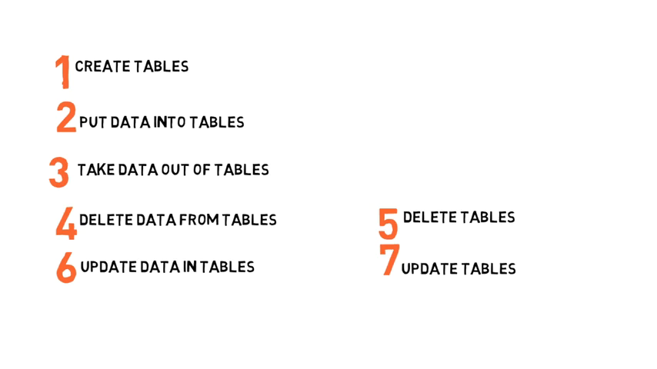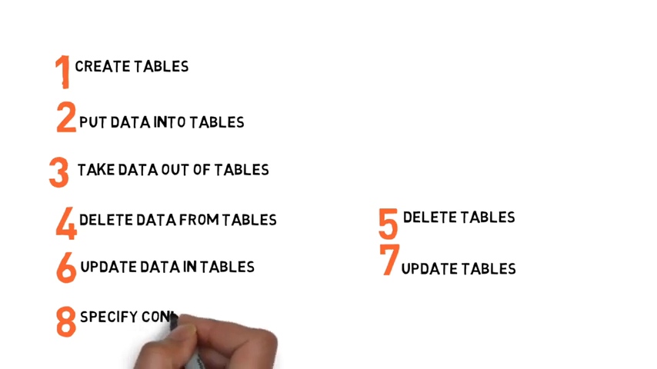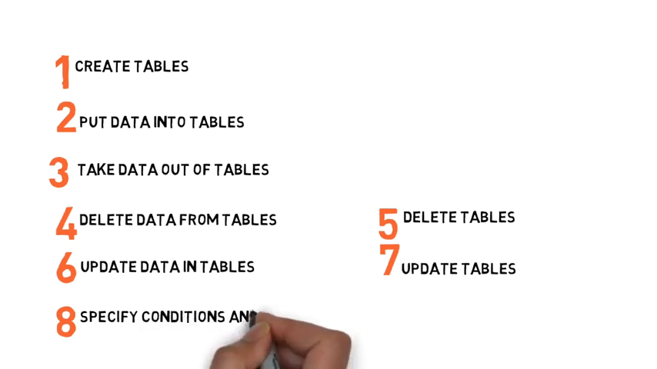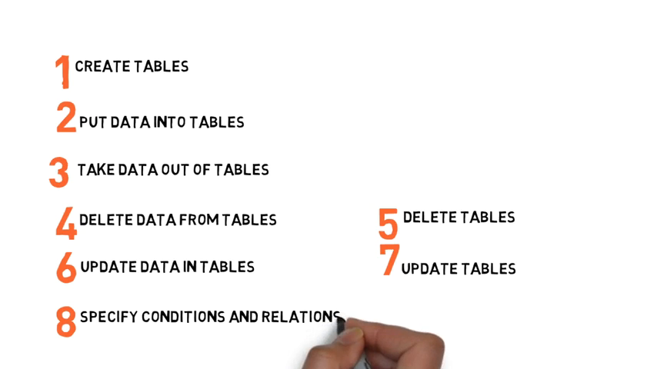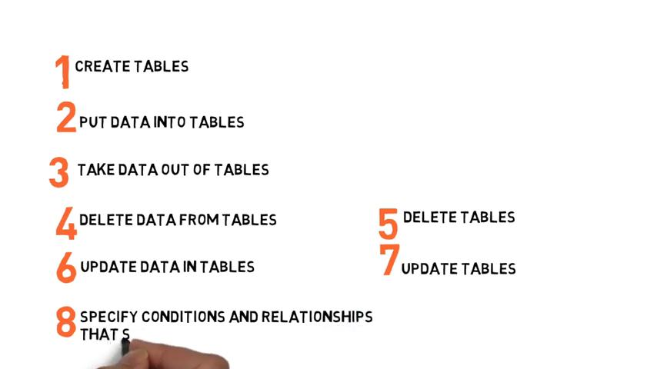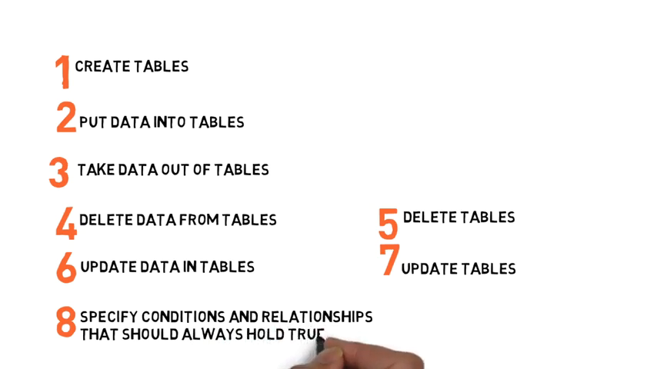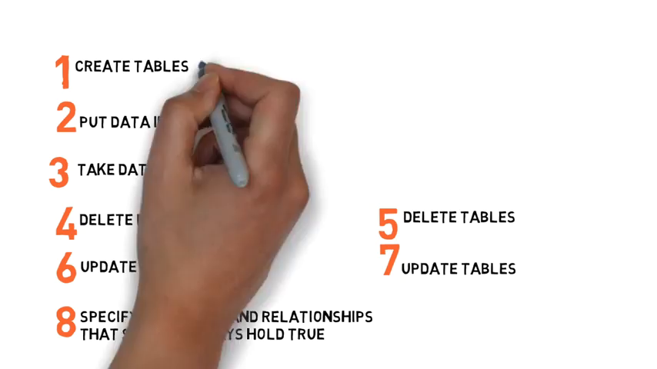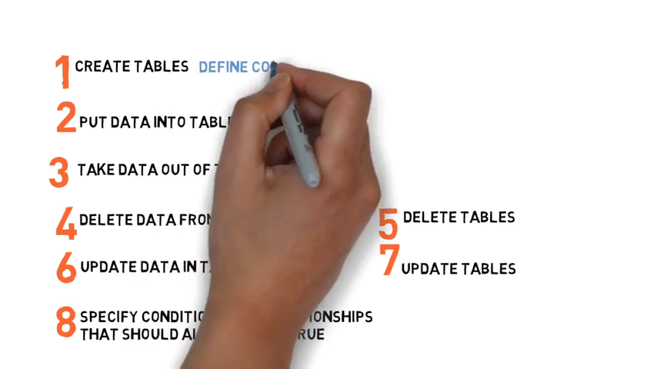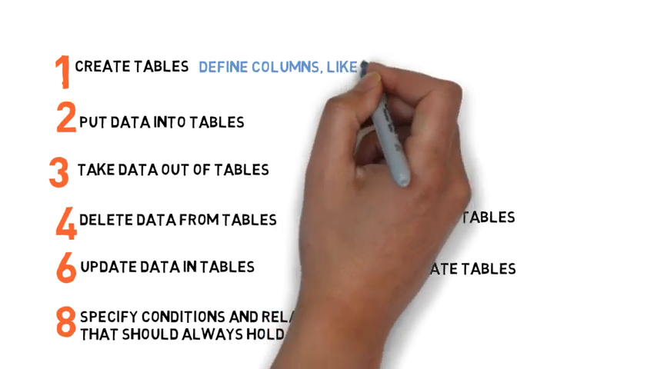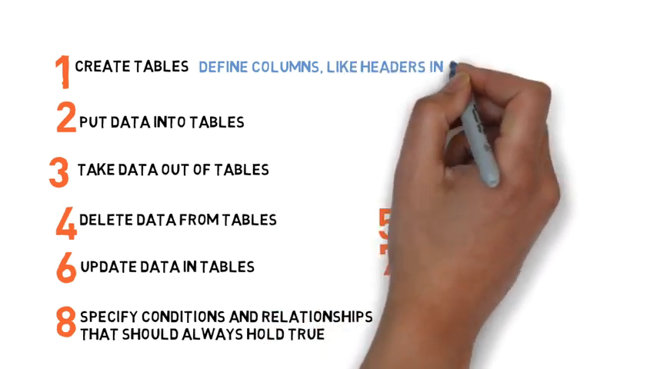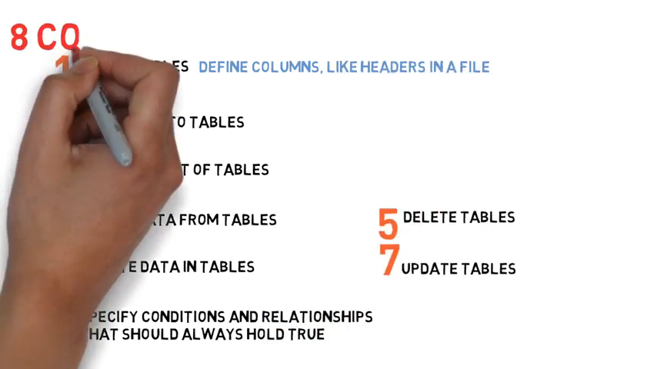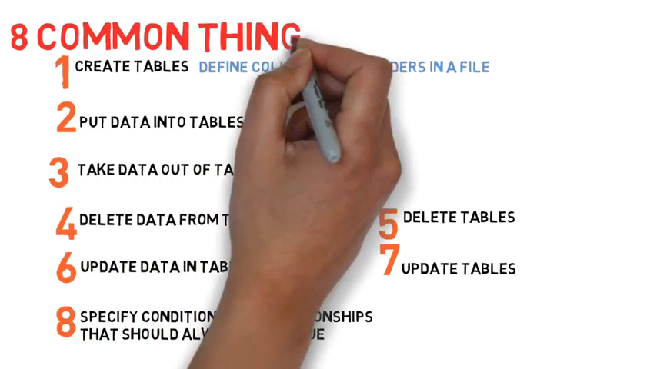Lastly, we can specify conditions and relationships in the data, amongst the data in the tables, that should always hold true. This is pretty important. When you have data in tables, you want to be able to specify constraints on them or conditions which should always hold true no matter what the data is. So creating tables, you want to be able to define columns, define what the header is in a file. That's what a column is analogous to.